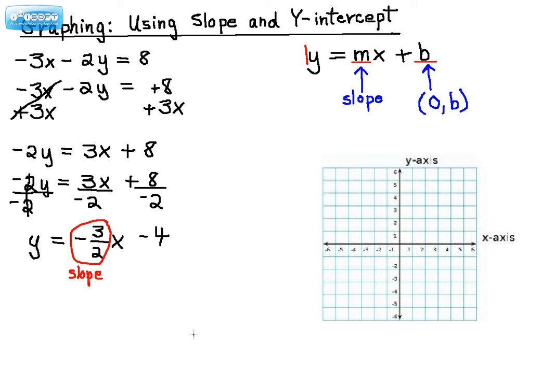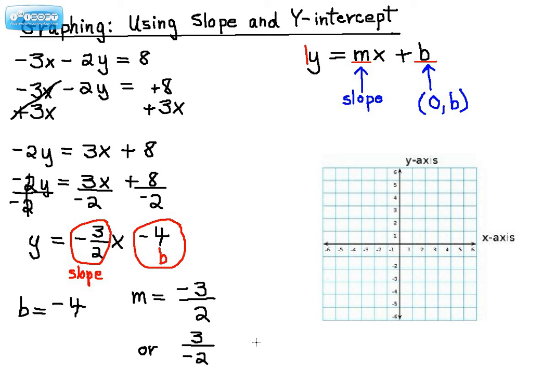We can look at the equation and see that m, the number in front of x, is negative 3/2. So our slope is negative 3/2. We can tell that our b is negative 4. And remember, our y-intercept is an ordered pair, so the ordered pair will be (0, negative 4).